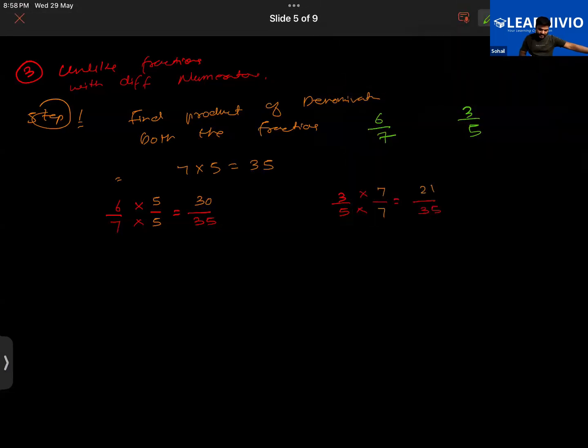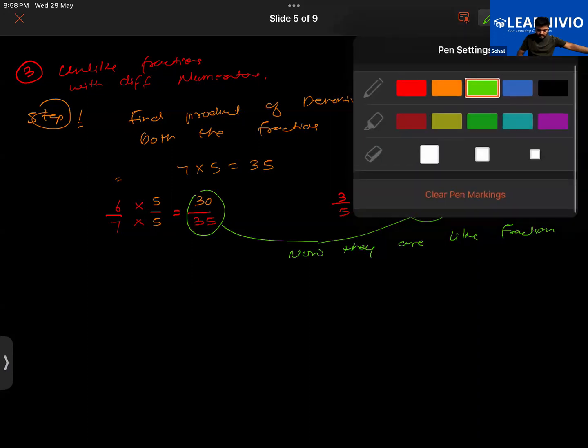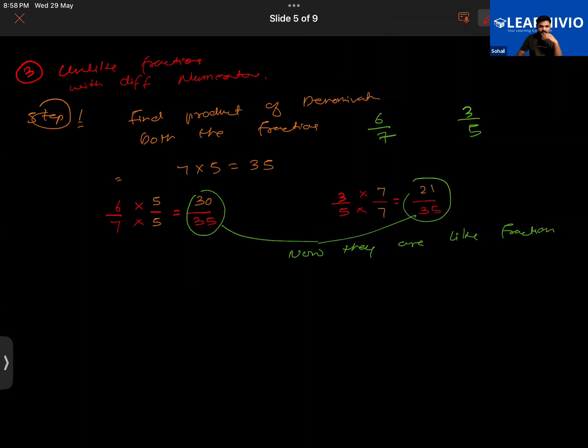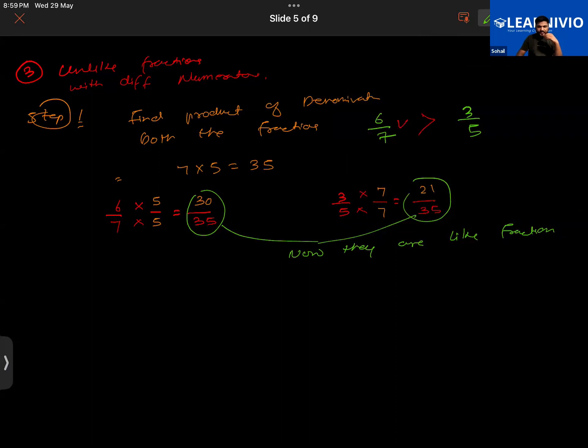Now do we have like fractions? Yes. Now they are like fractions. Now compare them. Compare 30 upon 35 and this one, 21 upon 35. 6 upon 7 is clearly greater. Very good. Okay, now hope you have understood how it is done. Okay, do one more such question.